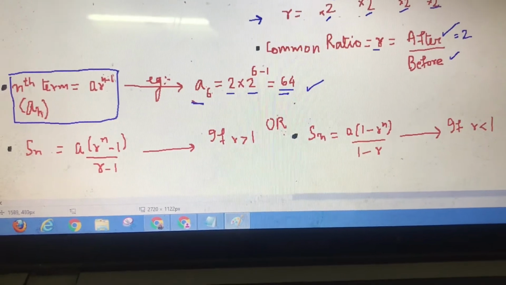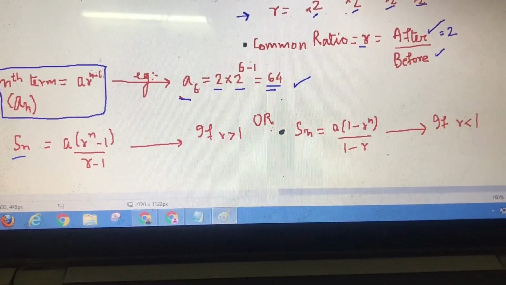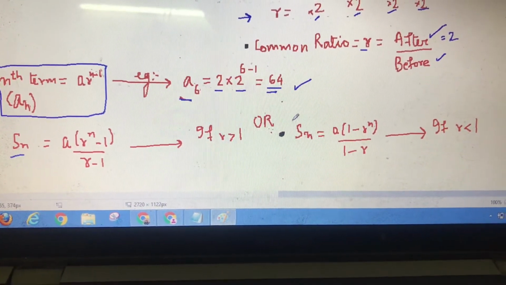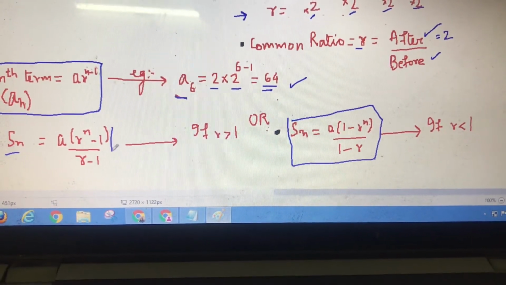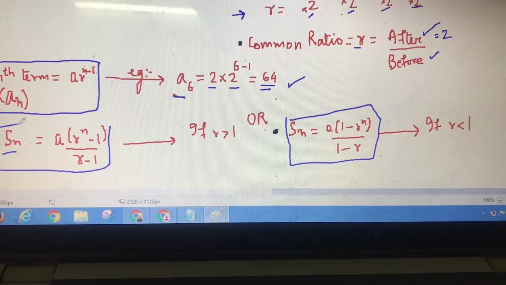Okay, next what we have is the sum of n terms. Now here we have two formulas for the sum of n terms. This is the second formula and this is the first formula.